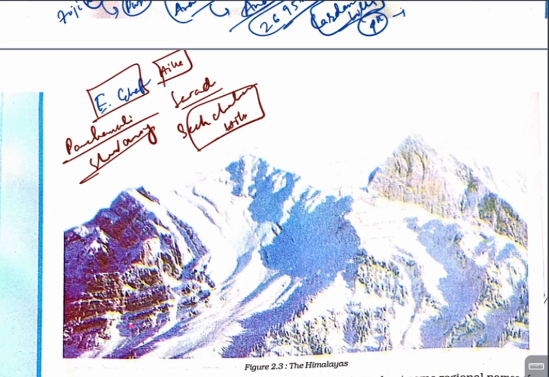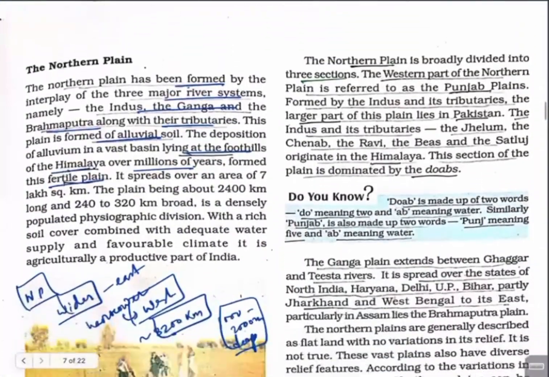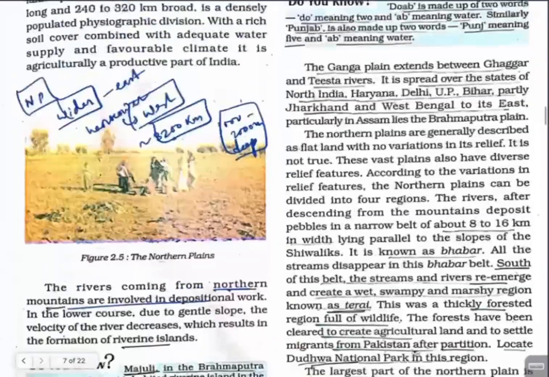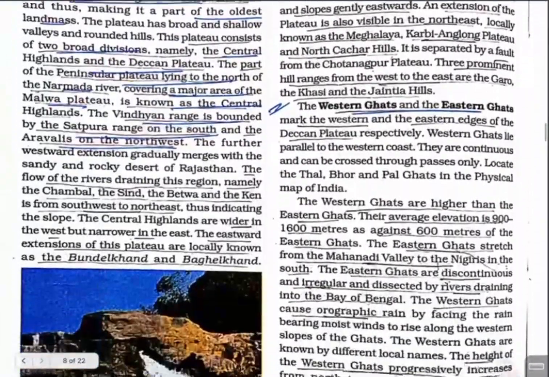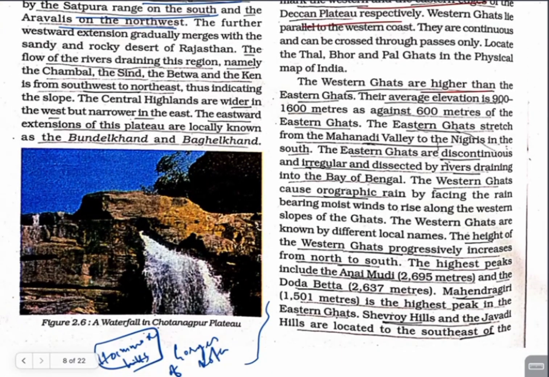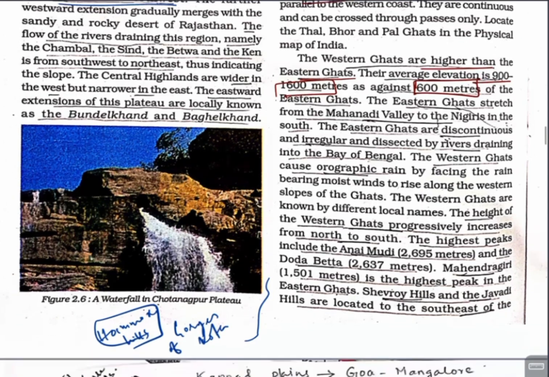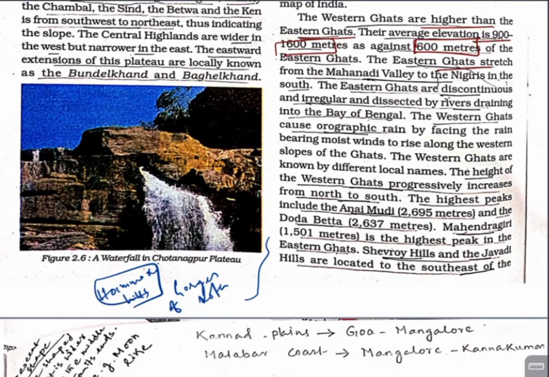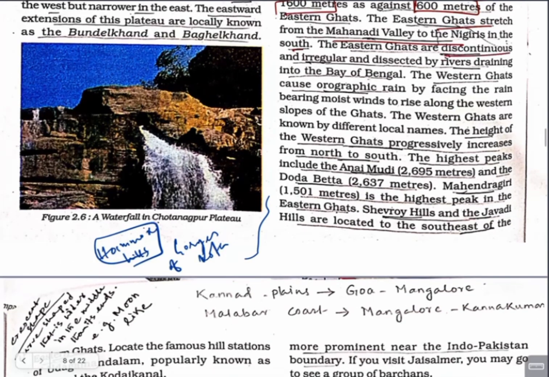So almost we have done all the topics of this chapter. It's called the Peninsula. This is the Western Ghat and Eastern Ghat. They make the western and eastern edges of the Deccan Plateau respectively. The Western Ghats are higher, about 900 to 1600 meters against the 600 meters of the Eastern Ghat. The Eastern Ghat stretches from the Mahanadi Valley to the Nilgiri in the south. The Eastern Ghats are discontinuous, but the Western Ghats are more continuous. Eastern Ghats are more irregular.